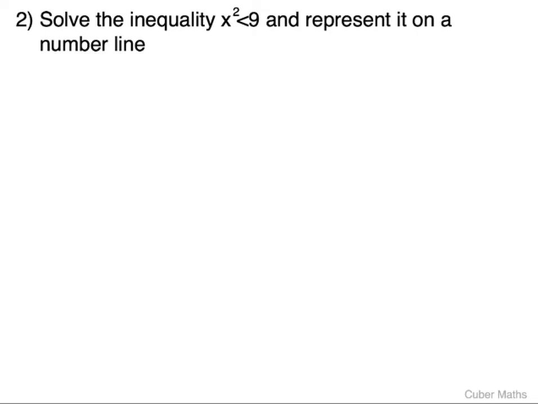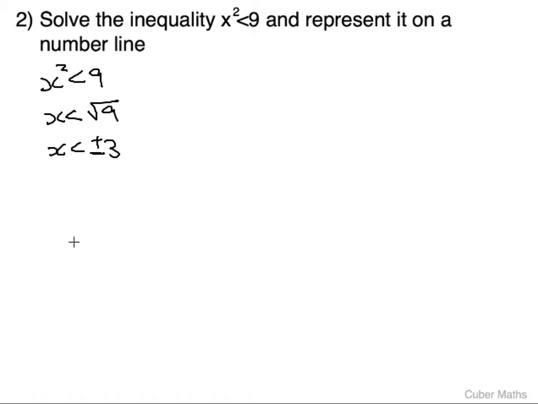So here we have our second problem. It says solve the inequality x squared is less than 9 and represent it on a number line. So what we want to start by doing is solving it to see what x is less than. So we've got x squared is less than 9. So x is less than the square root of 9. And the square root of 9 gives us that x is less than plus or minus 3, because 3 squared is 9, but minus 3 squared is also 9.